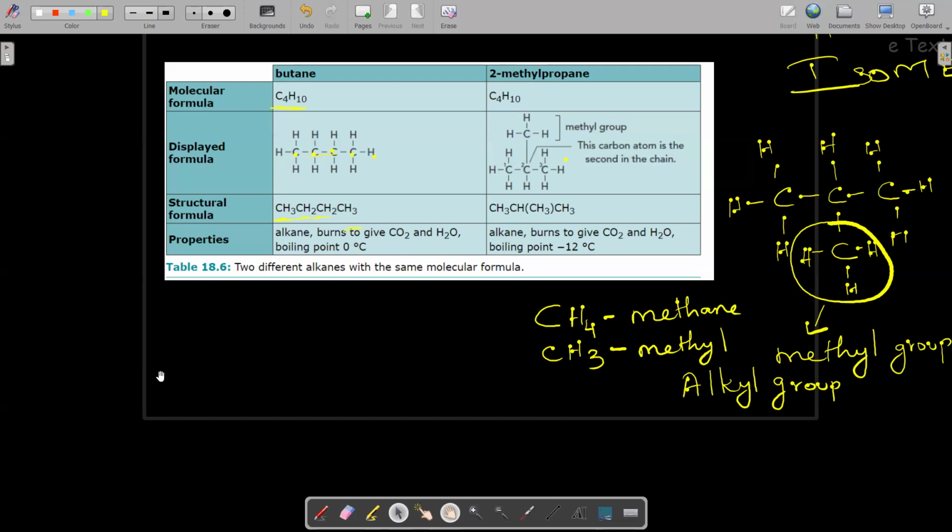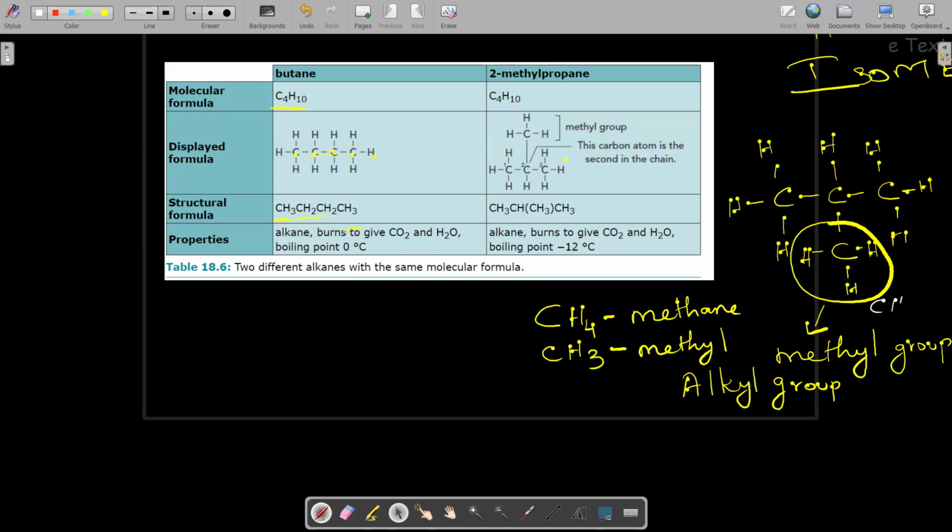So there are 2 factors that are important. Let me change my color to red, or maybe I'll make it white. So there are 2 factors that are important in naming the molecule of 2-methyl propane. The first one is, as I told you, the side chain that we see here, that is the CH3.